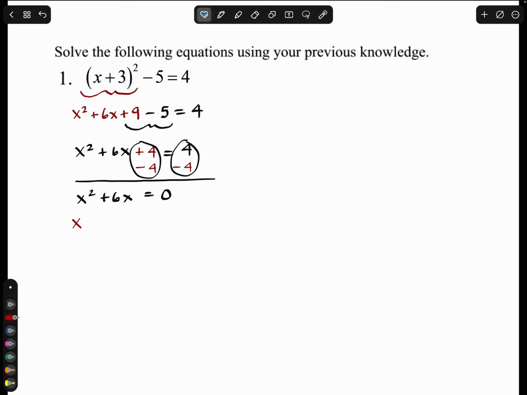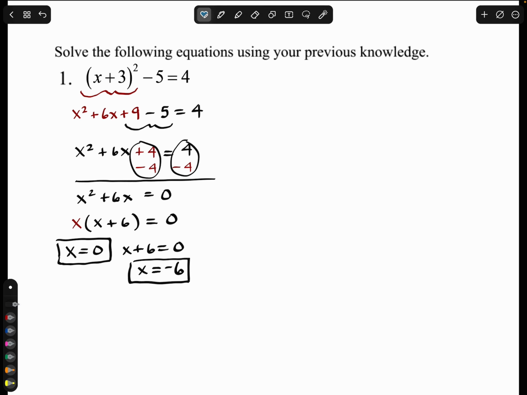And then probably the easiest way I would say would be to factor out the greatest common factor, which would be x. So you have x times a quantity of x plus 6 is equal to 0. And then just use your zero product property. You get x equals 0, and x plus 6 equals 0, which would lead us to get x equals negative 6. Now, for checking purposes, if we plug both of these in, I'll tell you they both work just fine.